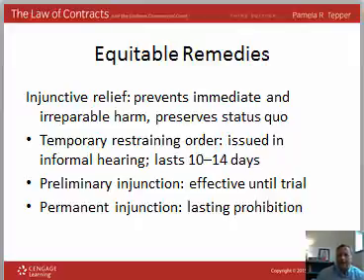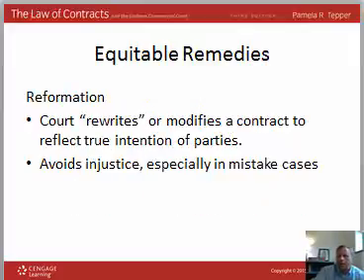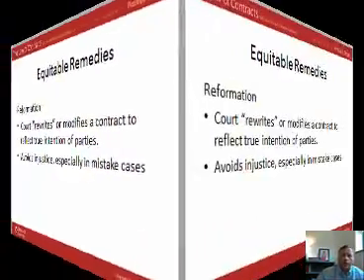It normally progresses in 3 stages. There's a temporary restraining order, which lasts a short time, 10 days to 2 weeks, that gives the party some time to get to the hearing; a preliminary injunction, which will be effective until the full trial; and then possibly a permanent injunction, which will last until performance has been completed.